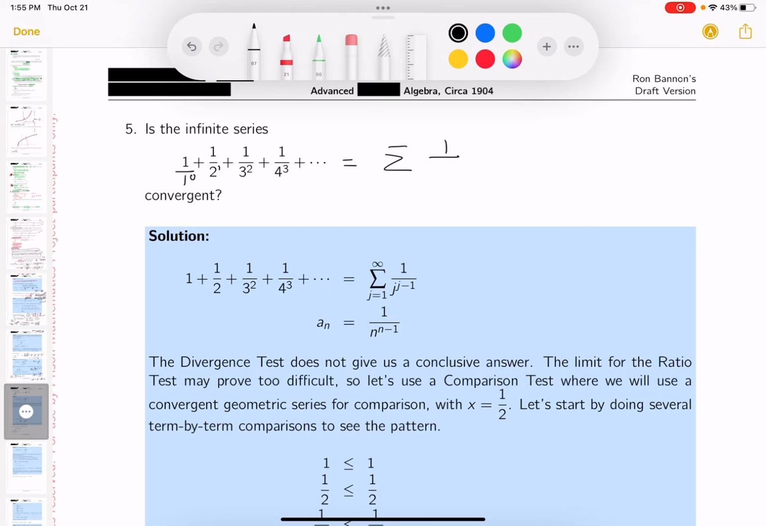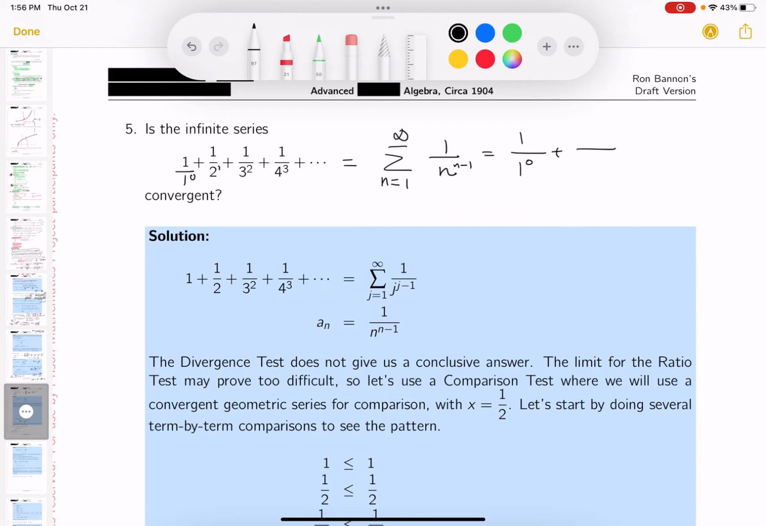So I'm going to say it looks like n. And we're going to start with n equals 1 and go to infinity. And then I'm looking at the exponent. It looks like the exponent is always 1 less than n. So I'm going to say n minus 1. All right, let's just see if it works out. What's the first term going to be? 1 over 1 to the 0.